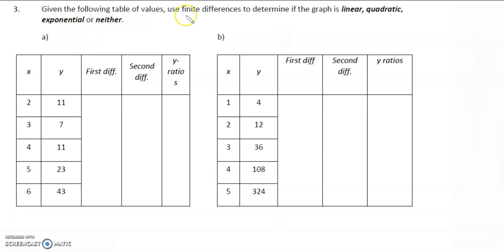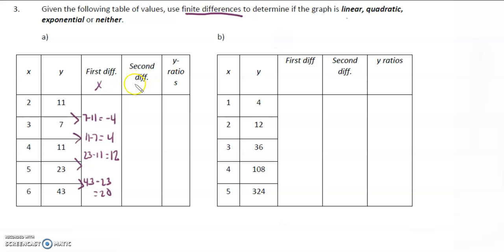Okay, given the following table of values, use finite differences to determine if it's linear, quadratic, exponential, or neither. Okay, so we're going to go ahead and do 43 minus 23. We get 20. 23 minus 11, and we get 12. 11 minus 7, we get 4, and then 7 minus 11, we get negative 4. Okay, going up and down this, we know that it's not linear.